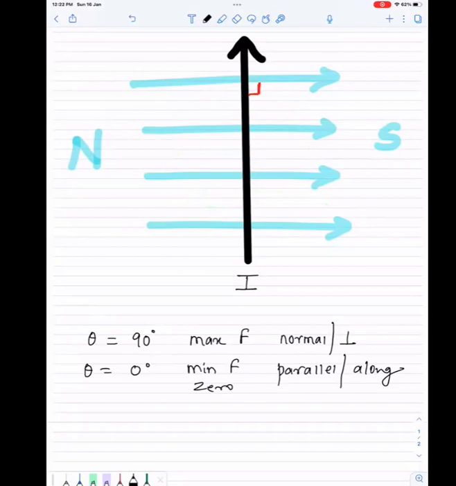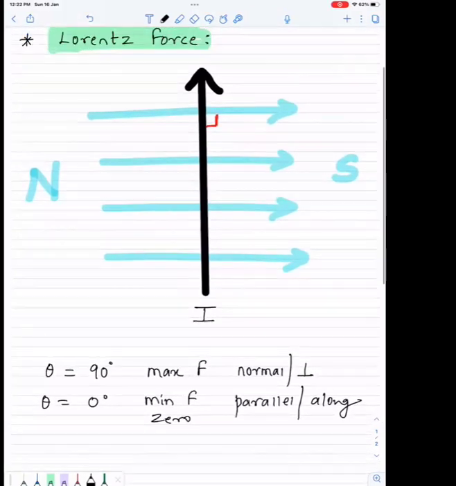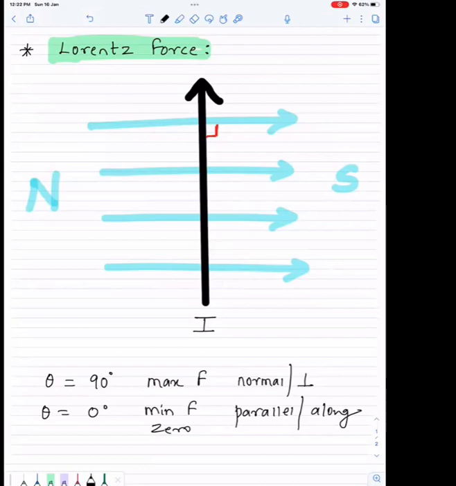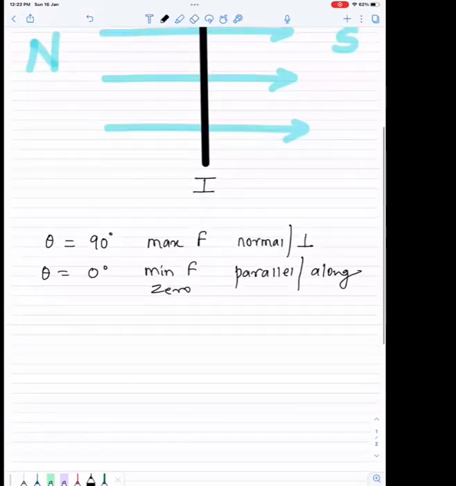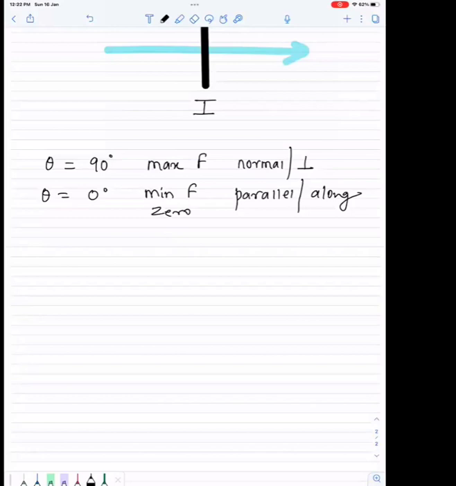Got it? So this was put forward by the scientist Lorentz, and that's why it is called the Lorentz force. Now, the force experienced by this conductor depends upon three factors. The factors on which the force depends are given by the formula BIL, Bill. So to remember, you can remember it as F is equal to BIL.